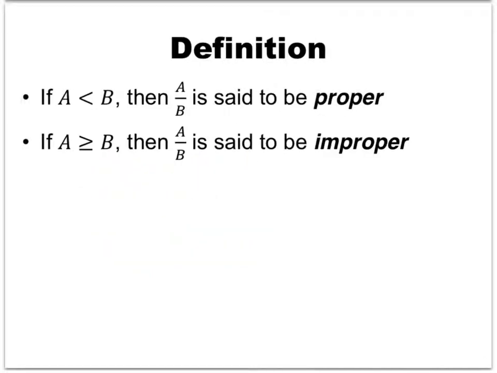Now next, let's define a couple of terms here. So in a fraction, a over b, if a is less than b, so if the numerator is less than the denominator, then the fraction a over b is said to be proper. And then if a is greater than or equal to b, so if the numerator is at least as large as the denominator, then our fraction is said to be improper. Improper doesn't mean that something's wrong with it. It's just a name for a fraction where the numerator is bigger than the denominator.